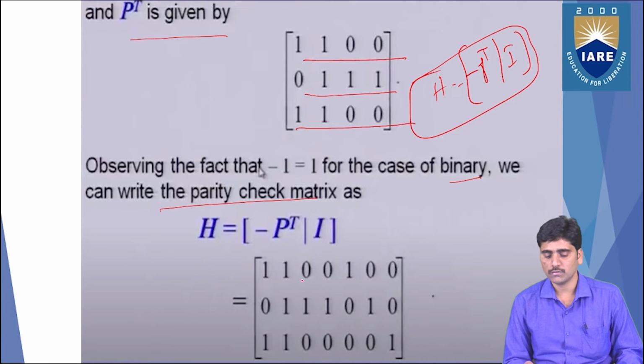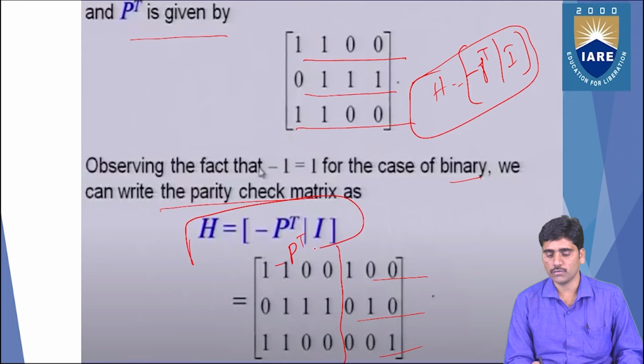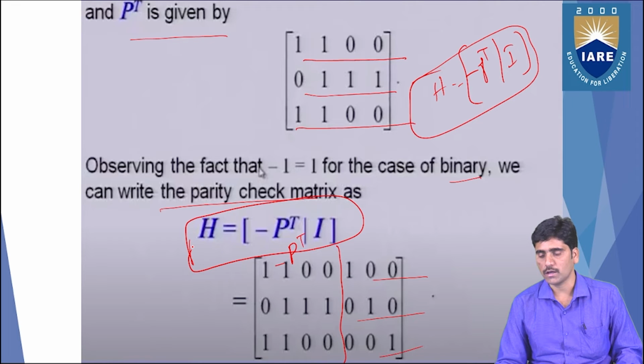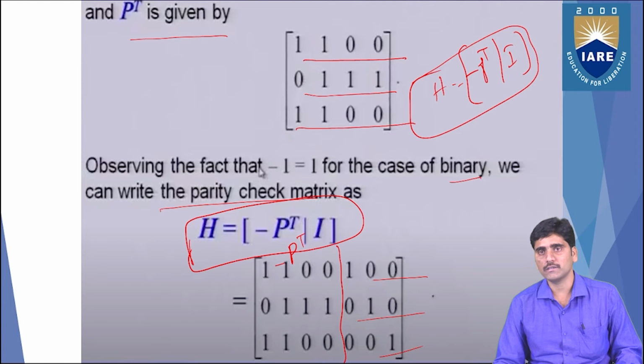So see, H equals minus P transpose, what? 1 1 0 0, 0 1 1 and 1 1 0. So this is all P transpose. Since -1 is nothing but 1 only, you can rewrite it like this. And this I is 1 0 0, 0 1 0 and 0 0 1. So now we obtain H equals minus P transpose, I. That is the way you can understand this parity check matrix.